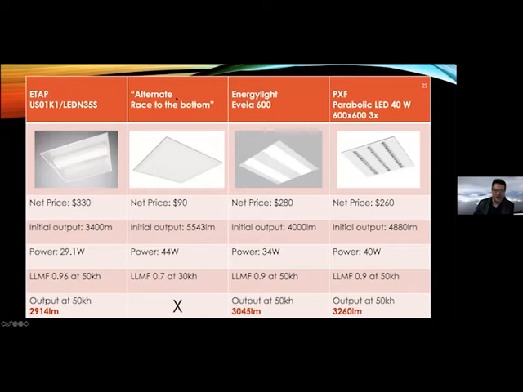So here are the luminaires. Here are the prices. Obviously we've got ETAP, our soft light. We've got an alternative, the bottom luminaire, which is very, very cheap. You've got Energy Light. You've got something from a European supplier. These are different prices. These are obviously initial outputs, which have to be selected very carefully.